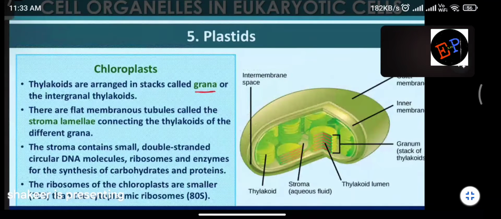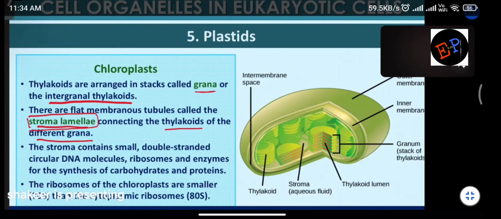Or intergranal thylakoids, that you can also see. They are flat membranous tubules called stroma lamellae, connecting the thylakoids of the different grana. Each granum and another granum are connected by some tubes. And the name of these tubes is stroma lamellae.